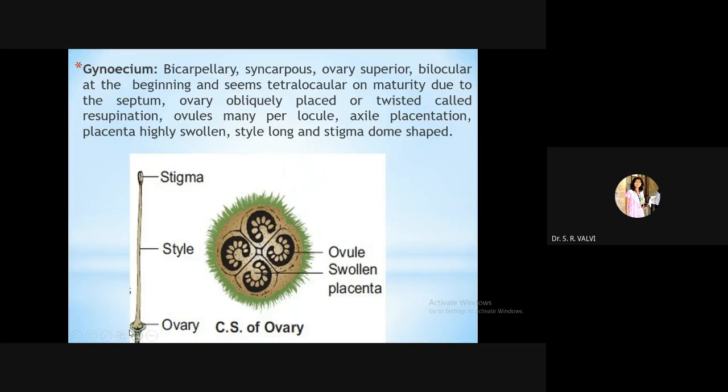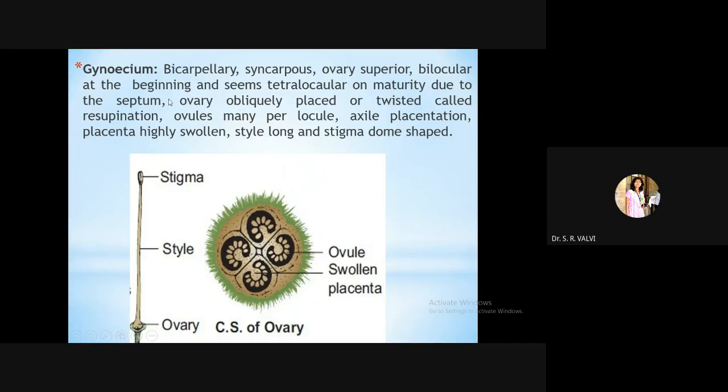See my cursor here in the ovary. So it is syncarpous, ovary superior in case of this flower. Do remember, do recall, I have explained to you hypogynous. So when the flower is hypogynous, here the ovary is superior. Okay? Correct? Now, bilocular at the beginning.